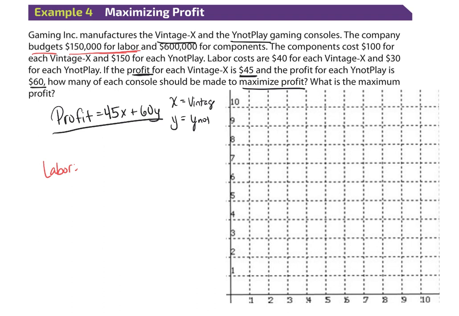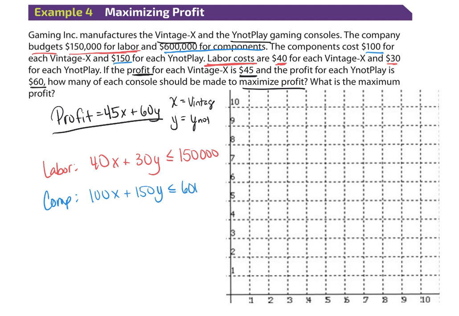So it says labor cost. I'm going to go back and look for this. Labor cost. It may be hidden, but here it is, 40X plus 30Y. If it is a budget, do I want to be above budget or below budget? Yeah, so that should be below or equal to my budget for labor. Okay. I have another limitation, $600,000 for components. So I have a components limitation, 100X plus 150Y. And once again, since it's a budget, it is below.